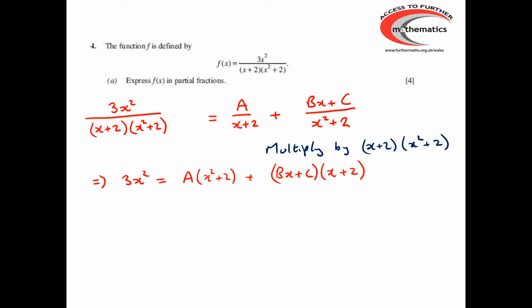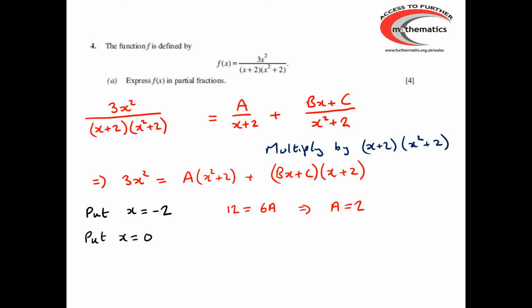If we start off by substituting in x = -2, the left-hand side of this expression just gives us 12. And then on the right-hand side, we've got A times 4 plus 2, so that's 6A. And then the final term is (B times -2 plus C) times (-2 plus 2), which is 0. So that final part of the right-hand side contributes nothing at all. So we have 12 = 6A, which tells us that A = 2.